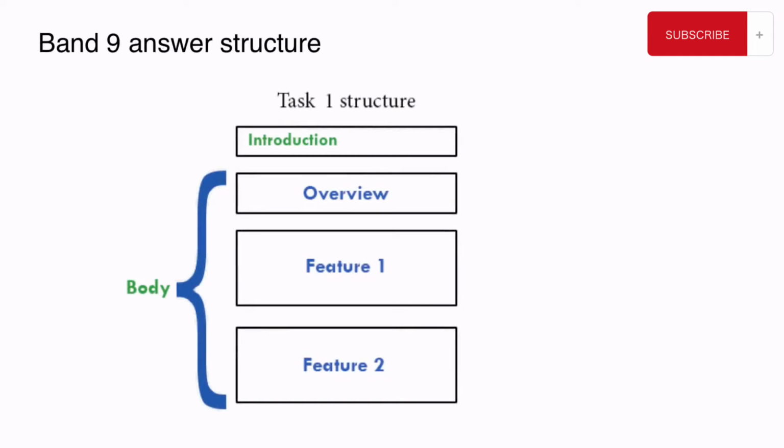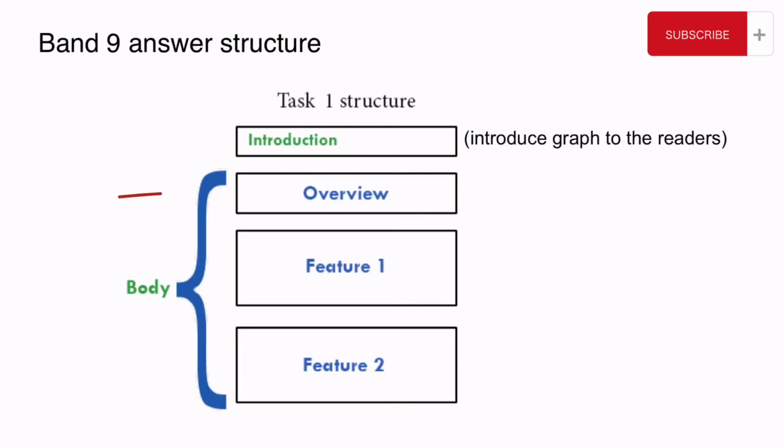And here's the Band 9 answer structure that we described in the previous lesson. You can see a link for that lesson on the right. In any case, if you are answering an IELTS Writing Task 1 question, you can get a Band 9 for your answer by following this ideal answer structure. Your first paragraph is an introduction. You should introduce your graph to the readers there.